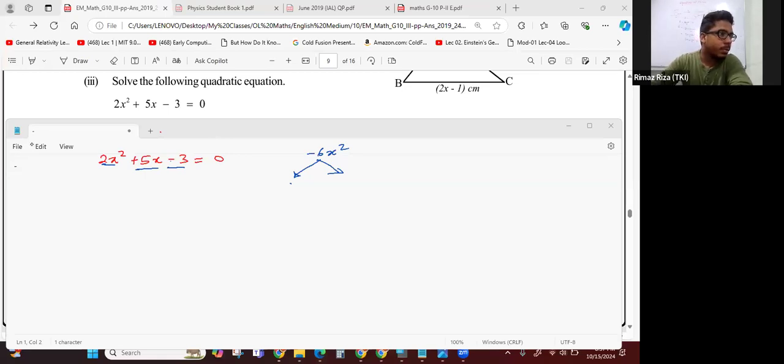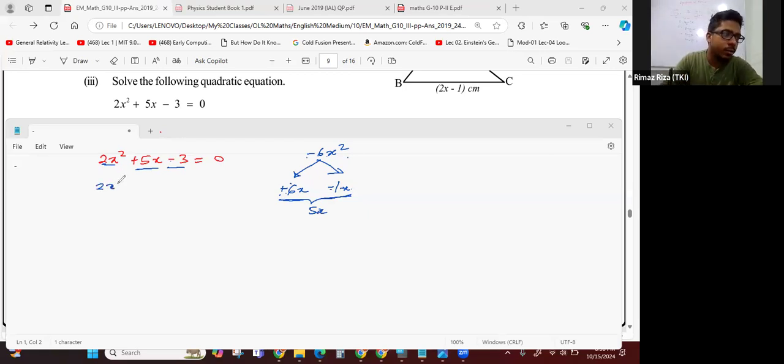So 6 we can write as 6 into 1. So bigger one is plus and then minus. So 6 minus 1 is 5. So that's correct. So you can see plus 6x and minus 1x, if you multiply, you get minus 6x squared. So plus into minus, minus 6 into 1, 6, x into x squared. So therefore, instead of 5x, I can write 6x minus 1x because 6x minus 1x is 5x.